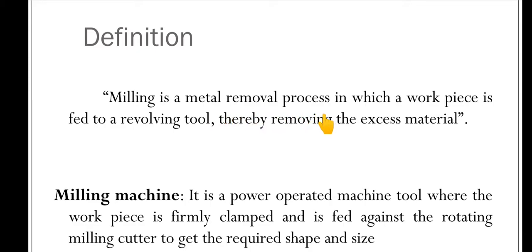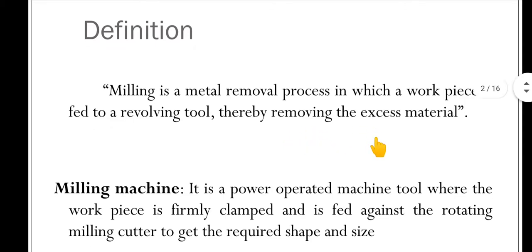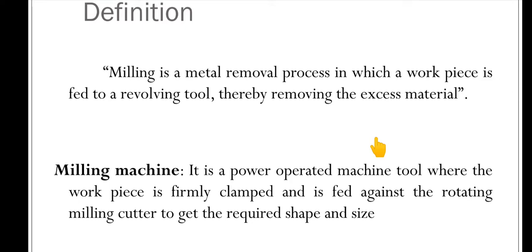So it is a metal removal process in which the workpiece is fed to a revolving tool, thereby removing the excess material. Again, here we are going to remove the excess material to make a final product, like the lathe. Now, the milling machine. What is a milling machine? It is a power operated machine tool where the workpiece is firmly clamped and is fed against the rotating milling cutter to get the required shape and size. So this is the definition of a milling machine.